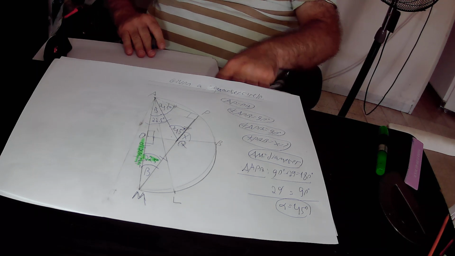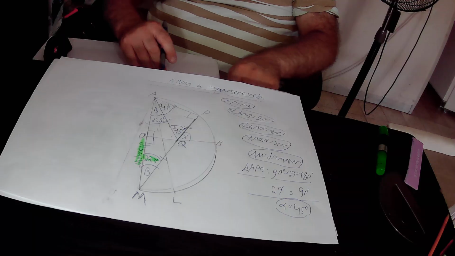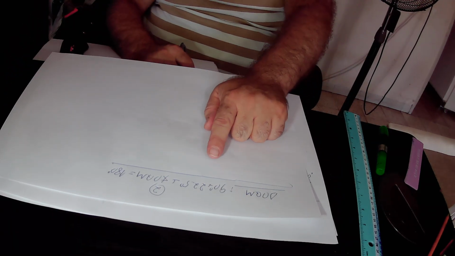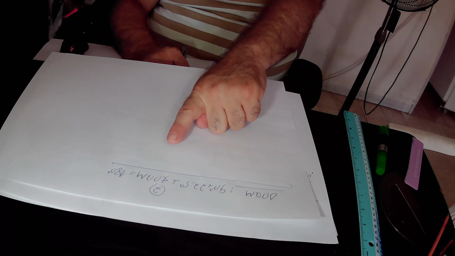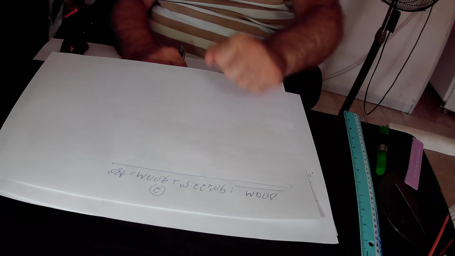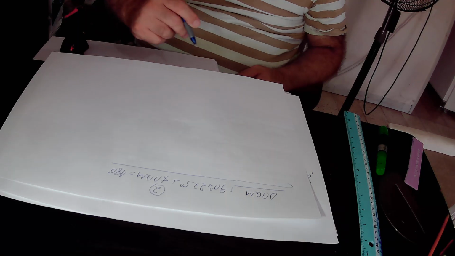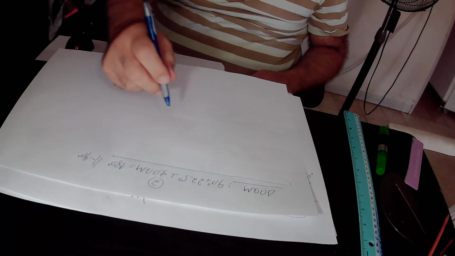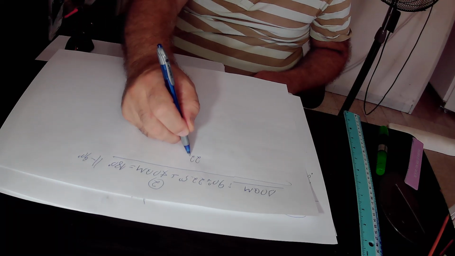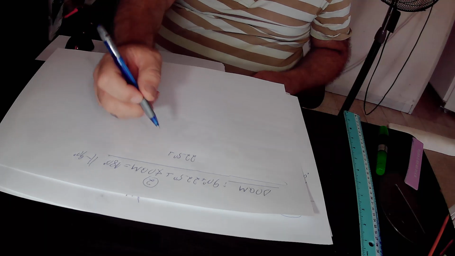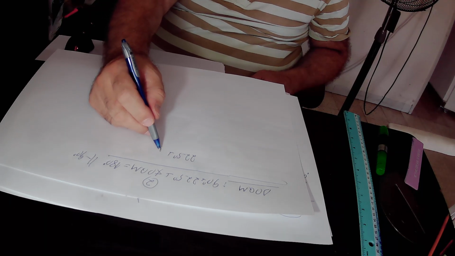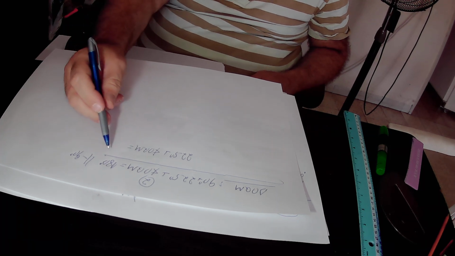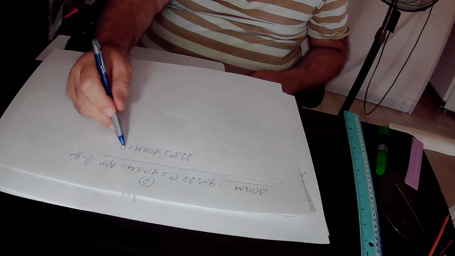So I repeat again. In the right lower triangle OQM, 90 degrees plus 22.5 degrees plus the size of the missing angle OQM, in total must be equal to 180 degrees. Here we subtract 90 degrees from this equation and we get 22.5 degrees plus the size of the missing angle OQM is equal to 180 degrees minus 90 degrees, which is 90 degrees.